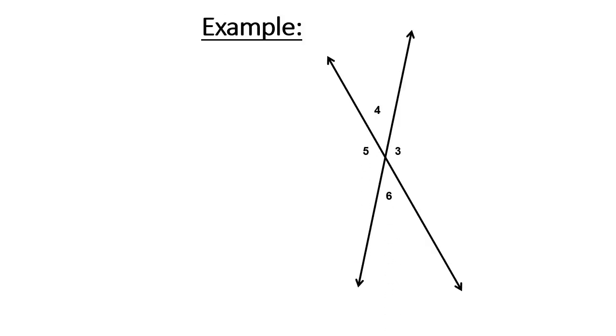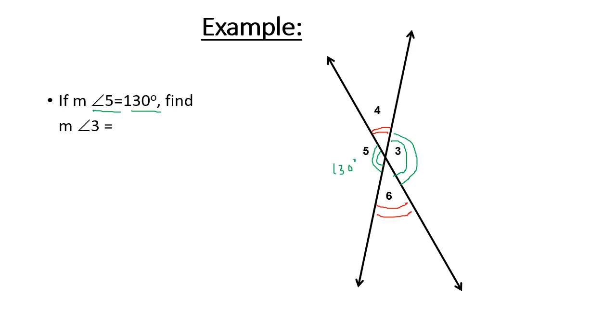This is also an example. See, in this example, angles 4 and 6 are vertically opposite, therefore they are equal, and angles 3 and 5 are vertically opposite, so they are equal. So this red color will be equal to this red color, and this green color will be equal to this green color, right? What it says, if angle 5 is 130 degrees, then what will be the value of angle 3? If this is 130 degrees, this will also be 130 degrees. The answer is 130. That's true.